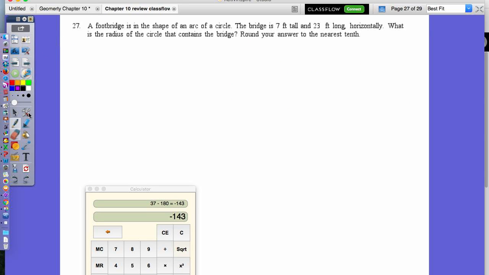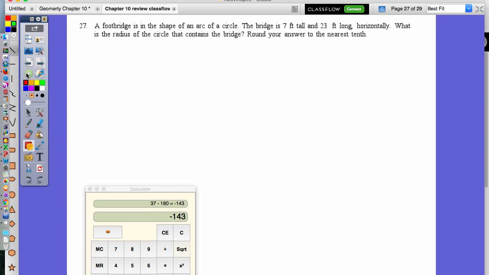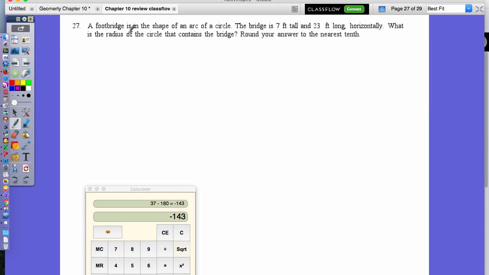Number 27, this one is very tricky. A footbridge is in the shape of an arc of a circle. The bridge is about 7 feet tall and 23 feet long horizontally. What is the radius of the circle that contains the bridge?